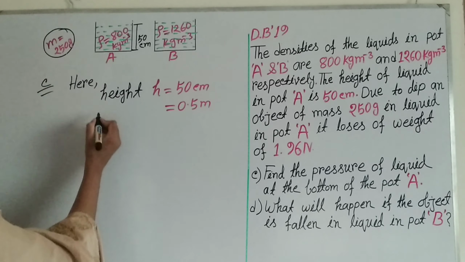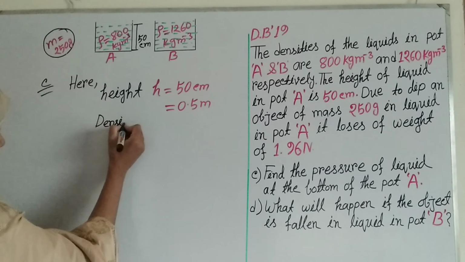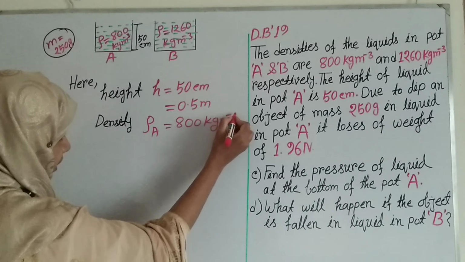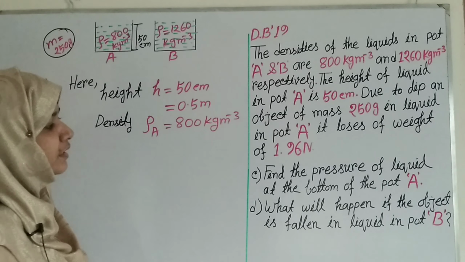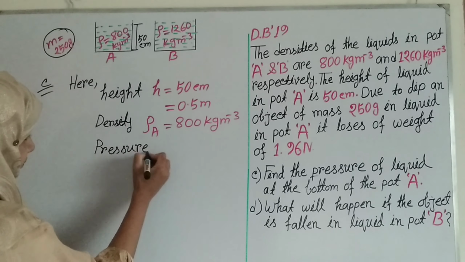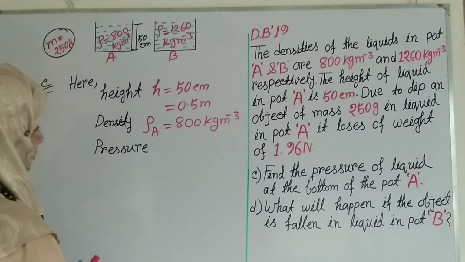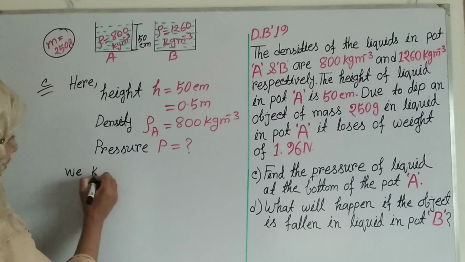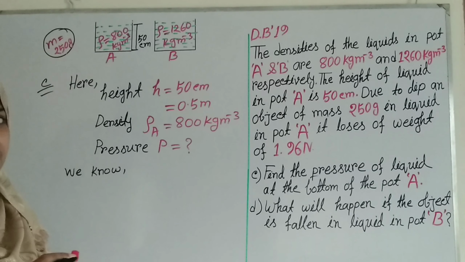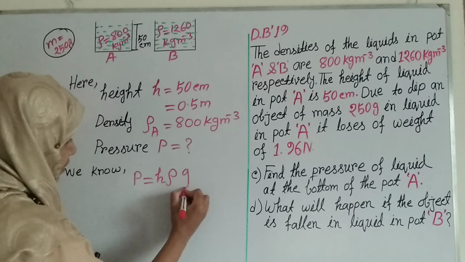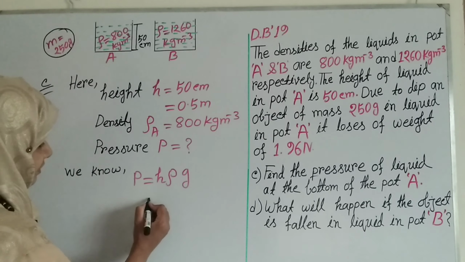The density of liquid A, rho A, equals 800 kg per meter cube, and we have to calculate the pressure P. You know that to identify pressure in liquid, the formula is P equals h rho g.